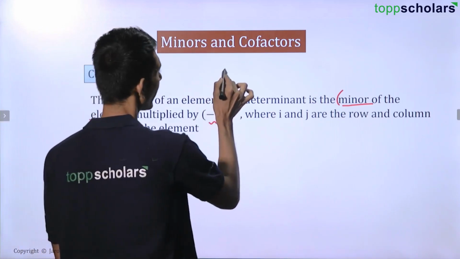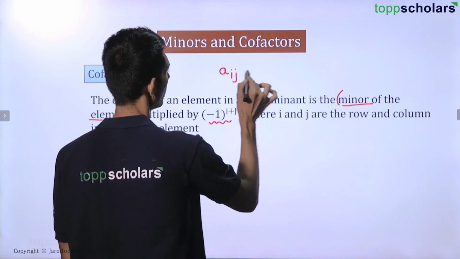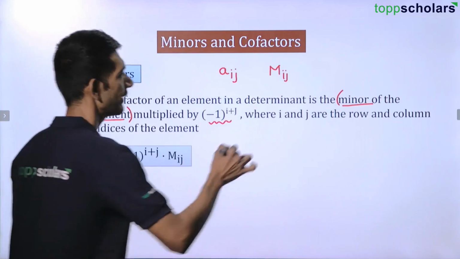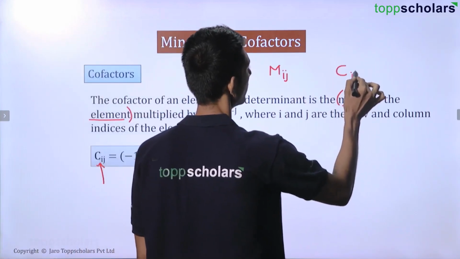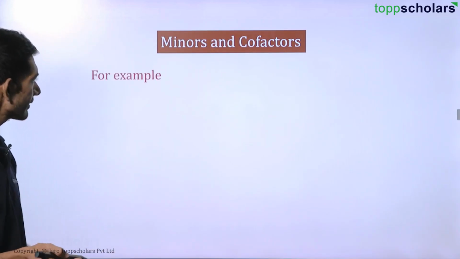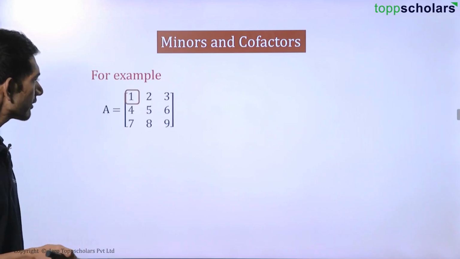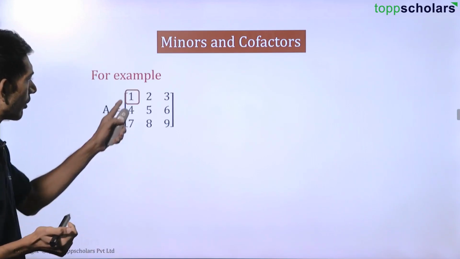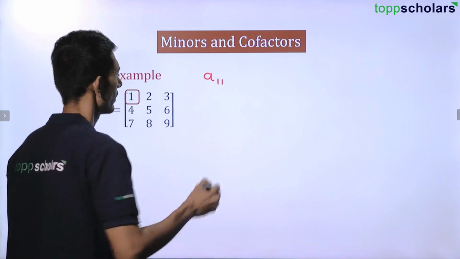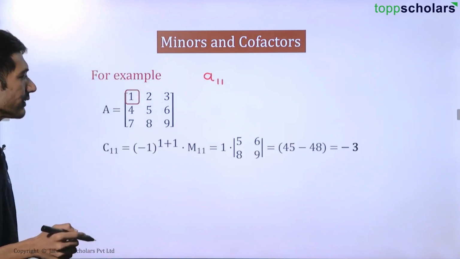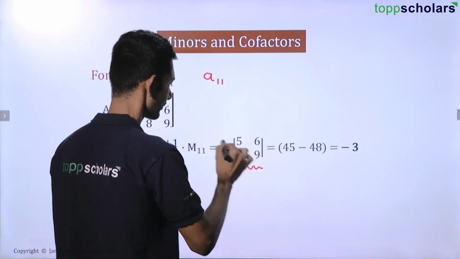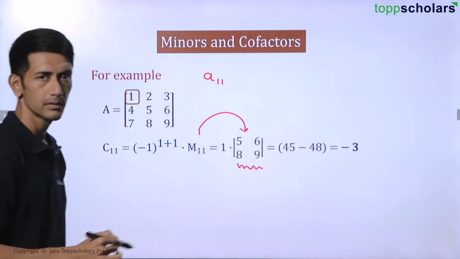See, the element is Aij, the minor is Mij, and the cofactor is Cij. So now we are going to see how to find out the cofactor. Let us continue. So here is an example. So this is the matrix and we are supposed to find out the cofactor of the first element, that is A11. So to find out C11, firstly we will find out M11, correct? So M11 is here. That is M11, isn't it?